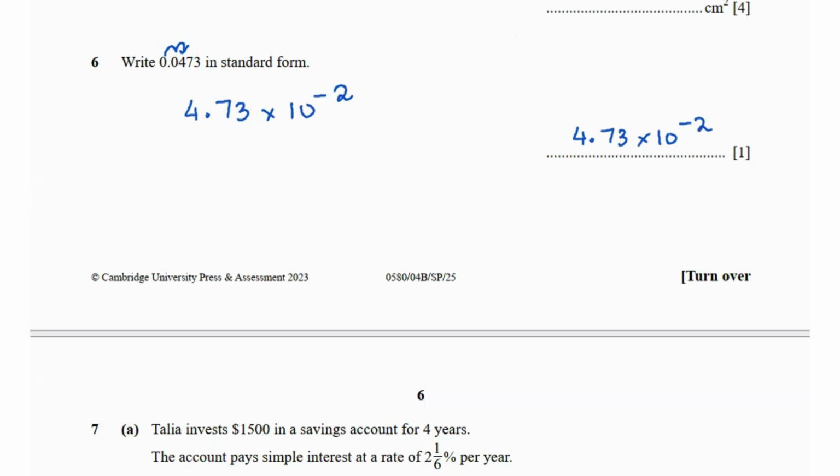Also for standard form, remember your first digit has to be greater than 0, but less than 10. So that's why it's 4.73, not 0.473.